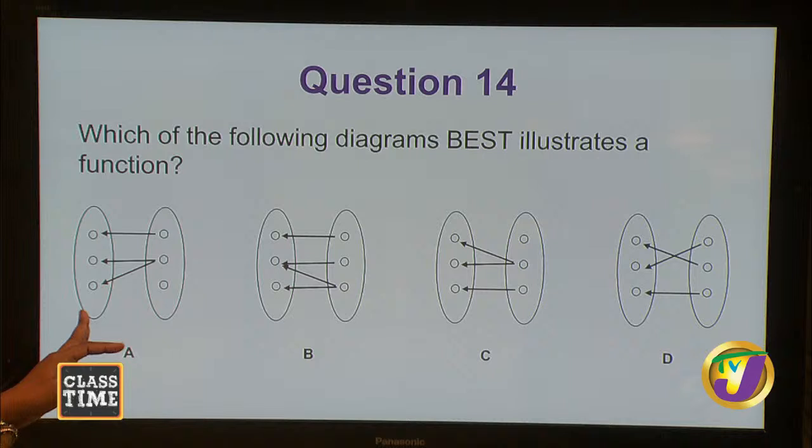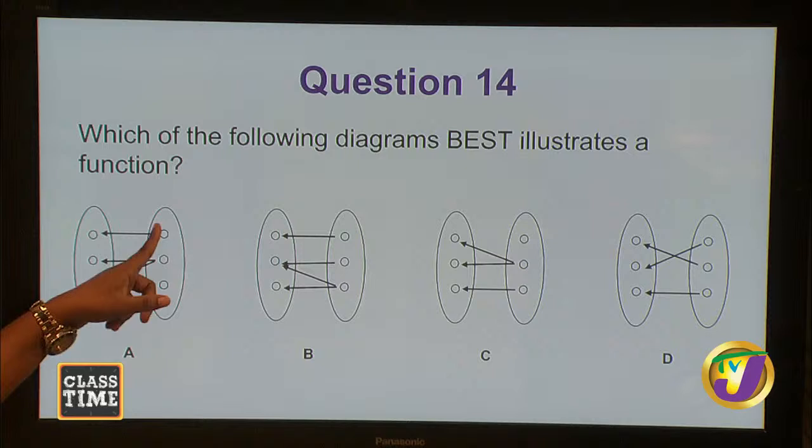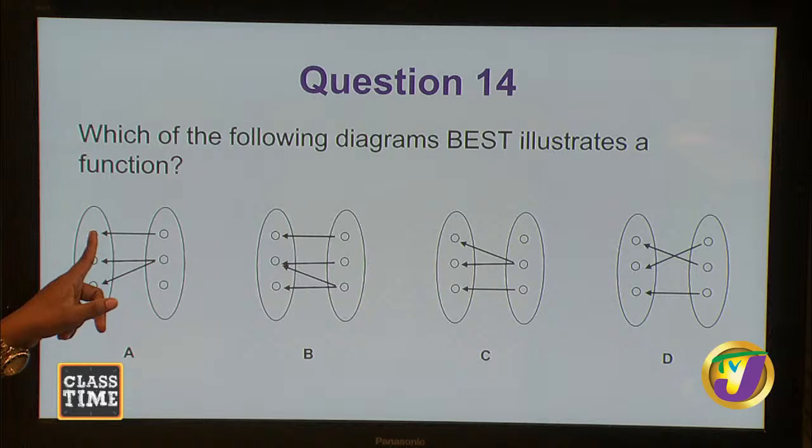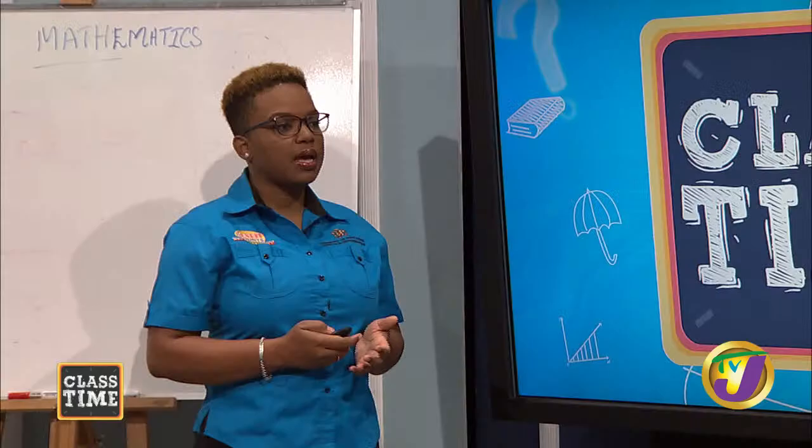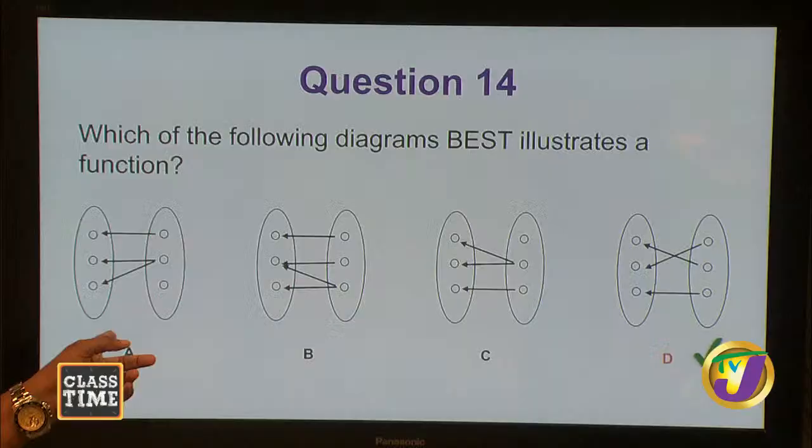All right, so let's check. We said each input value must match to only one output value. Okay. So let's check. Input one. This input is mapping to only? Two. It's mapping to two. Yes. So it missed the mark, not true? Missed the mark, definitely.